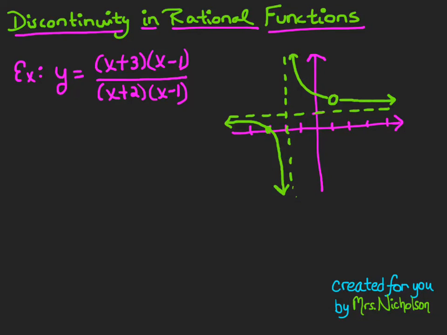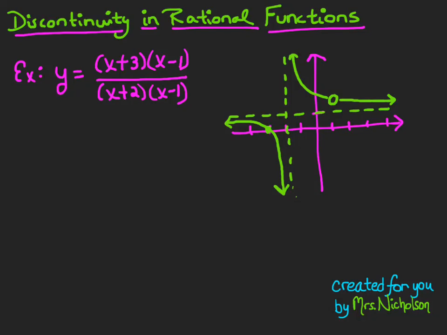All right, let's talk about discontinuity that we see in rational functions. I've started off with this example just to show the two different types of discontinuity that we can have in a rational function. I've given you a rational function here that's already in factored form, y equals x plus 3 times x minus 1 divided by x plus 2 times x minus 1.